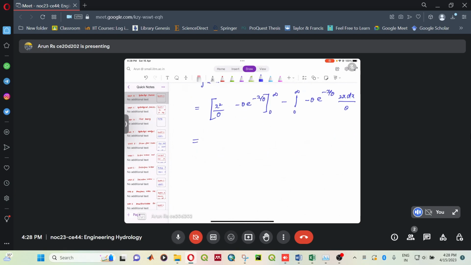So if we substitute the limit, both the terms will become 0. For the first term, when we substitute minus infinity, e to the power of minus infinity is 0. And if we substitute 0, we have x square in the product. So the entire first term will vanish. And here we will have the second term.